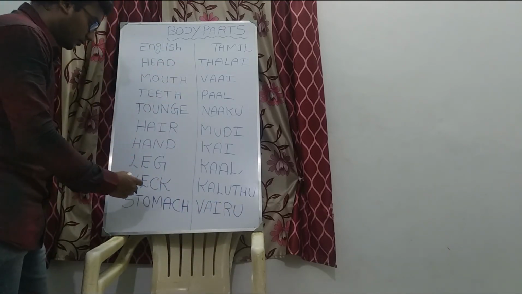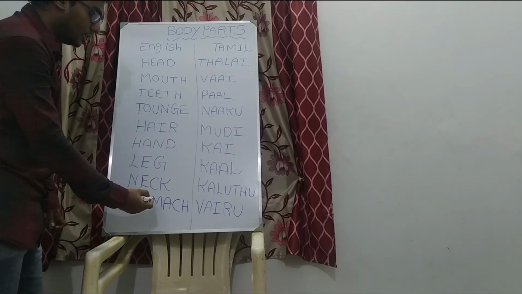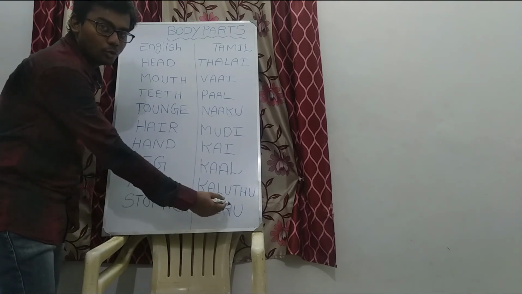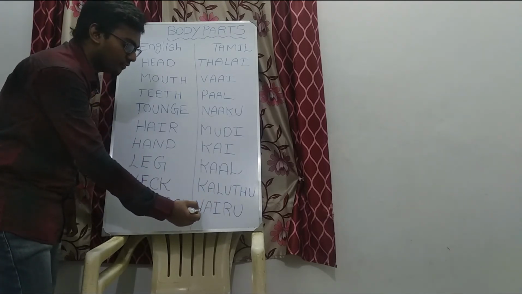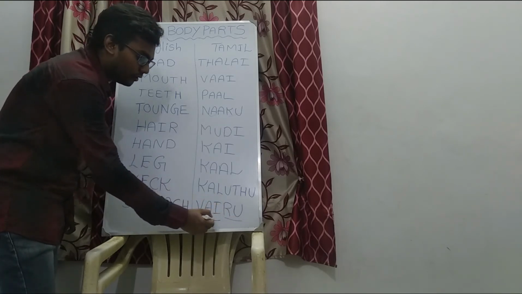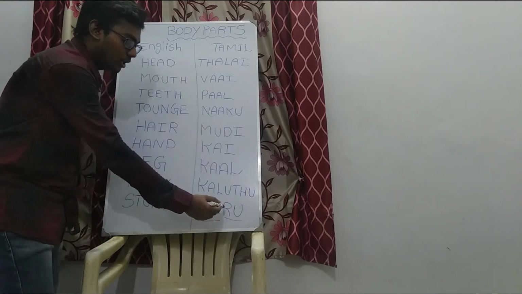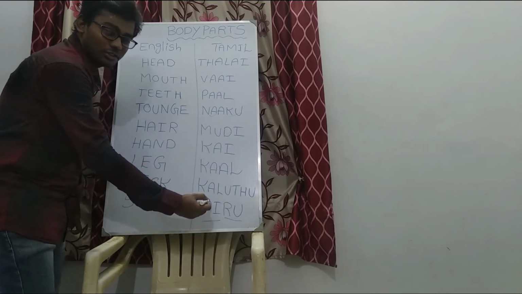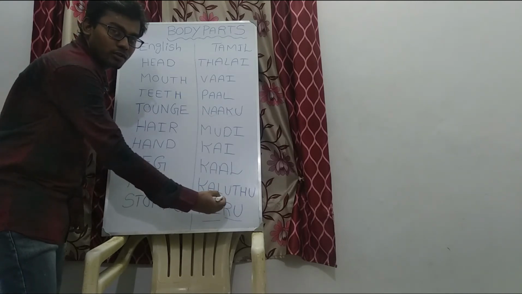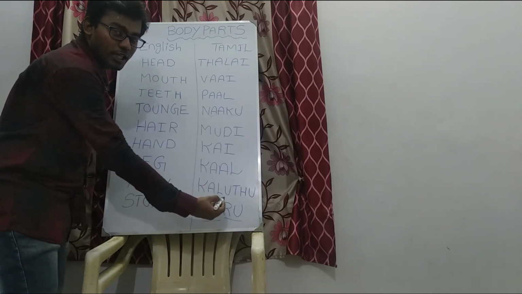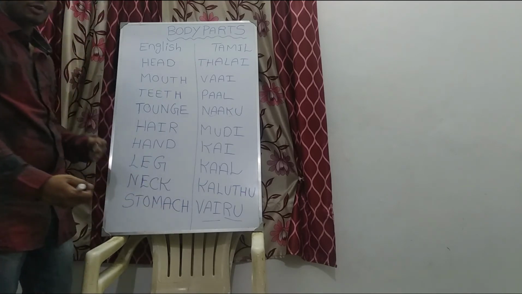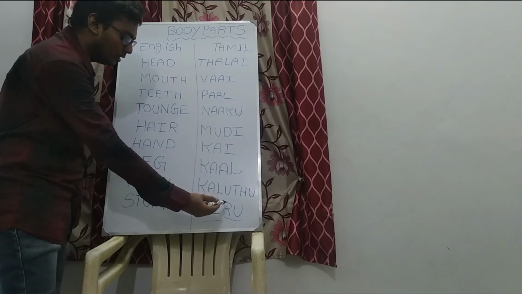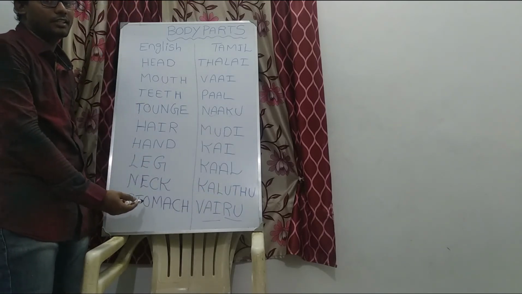If you want to say stomach in Tamil, you have to pronounce it like V-A-I-R-U, Vairu. It should be pronounced as Vai plus Ru, Vairu. You have to pronounce it quite fast, like Vairu. So this Vairu means stomach. Your important body part, the stomach, will be pronounced as Vairu in Tamil.